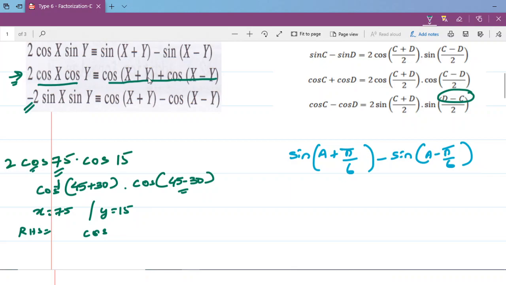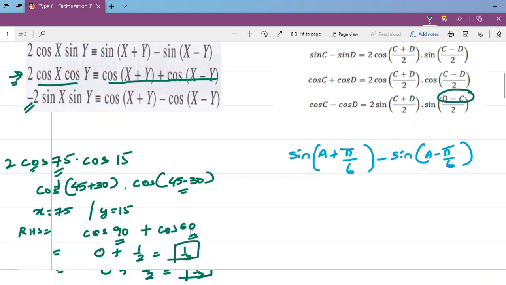X is 75 and y is 15, so that gives you 90, plus cos of x minus y, that is 75 minus 15, which is 60, right? Cos 60. Once you simplify this, you know that both of these are standard angles. Cos of 90 is 0, and cos of 60 is 1 by 2. So the answer is 1 by 2, half.